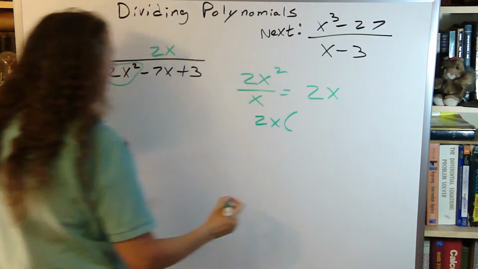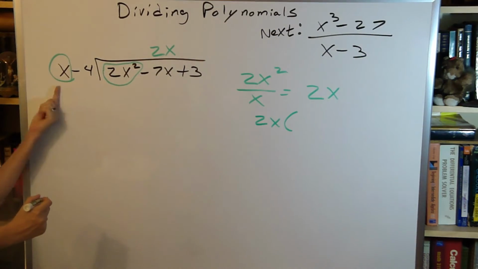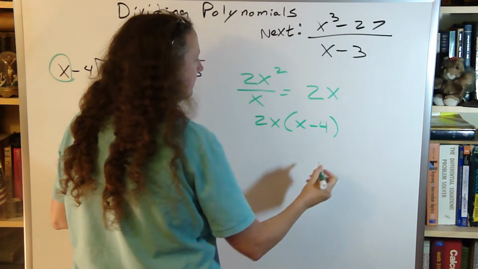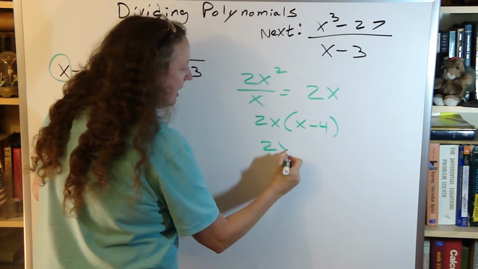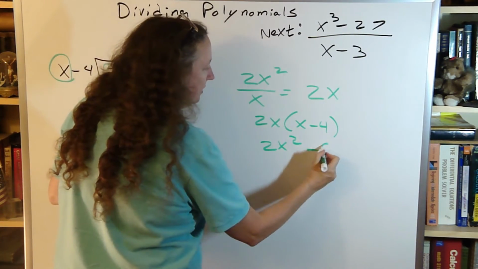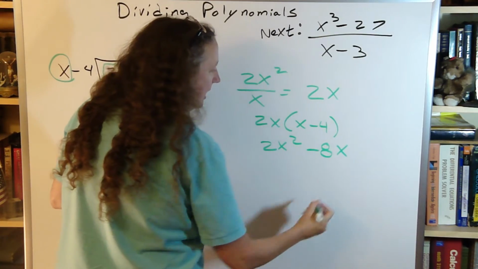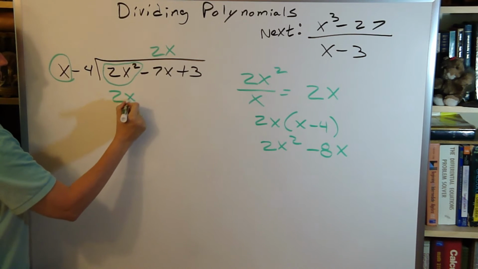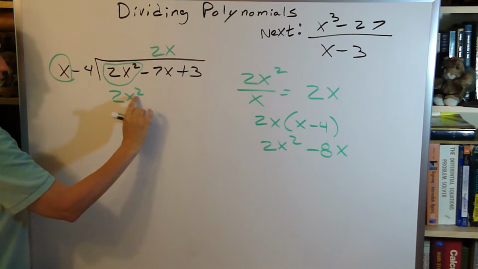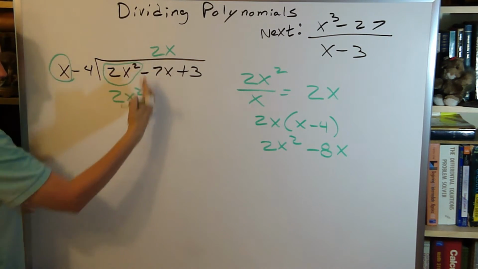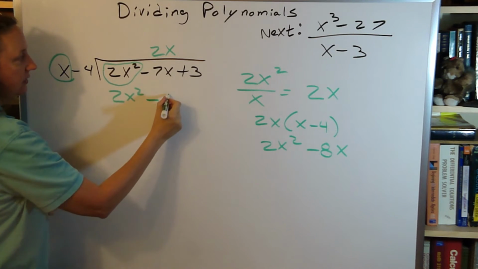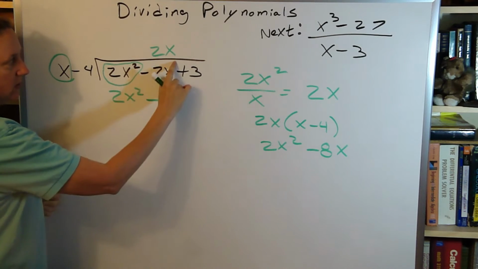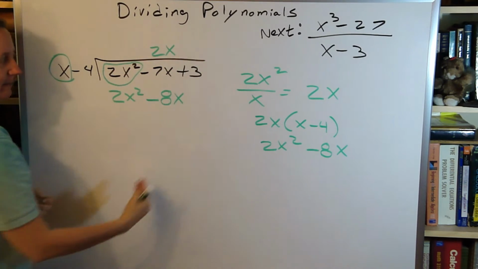I take that 2x, and I multiply it by the entire x minus 4. That gives me 2x squared minus 8x. Line that up. 2x squared. Notice the x squared and the x squared, they're in the same column. Minus 8x. X to the first power, x to the first power, they're in the same column.